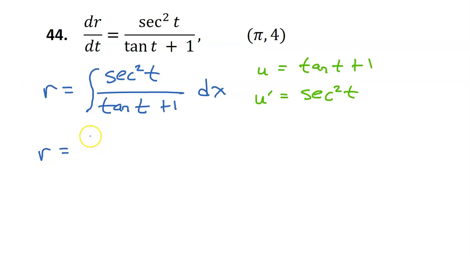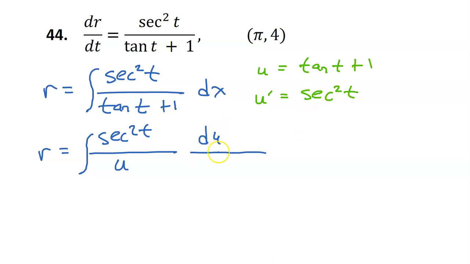So I have R equals the integral of secant squared t over U. We replace dx with du over U prime. In other words, du over secant squared t. But we immediately see that we have secant squared t in the numerator and the denominator. These will cancel each other out, so these are gone. Now we have R equals the integral of 1 over U du.